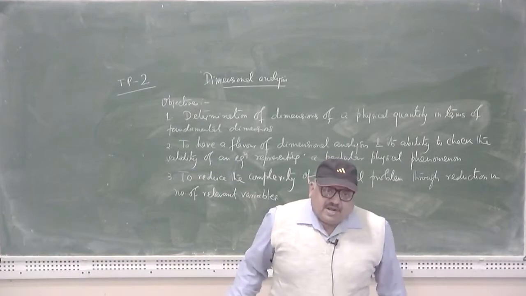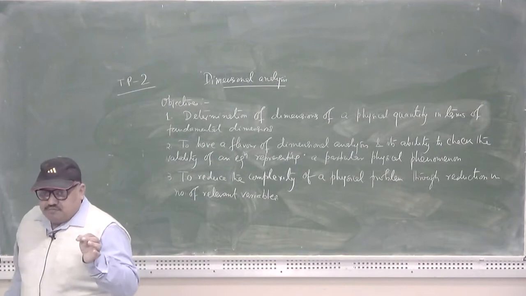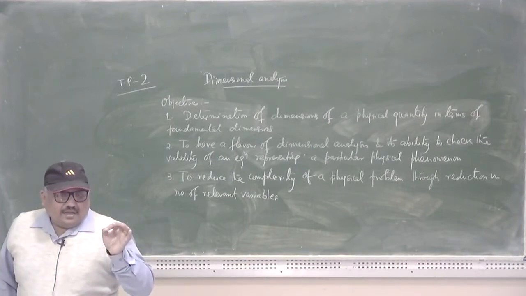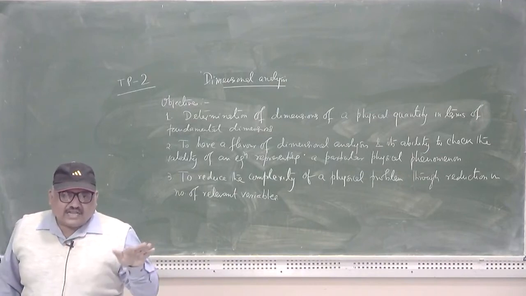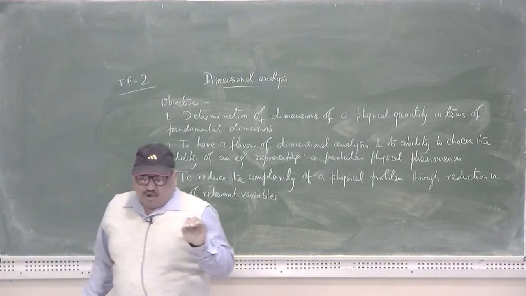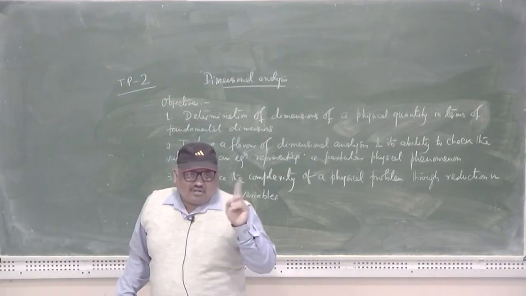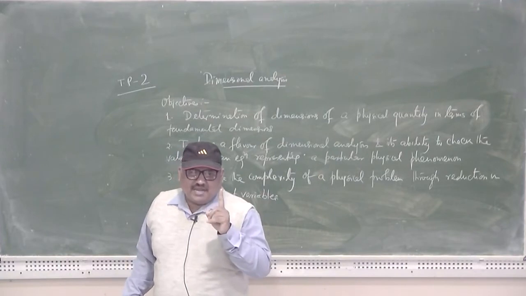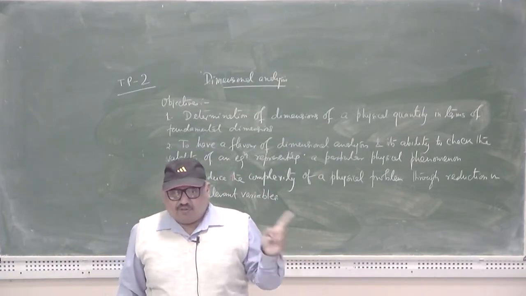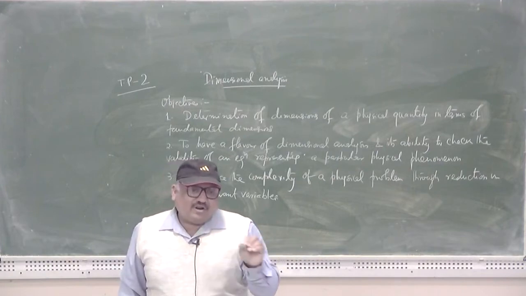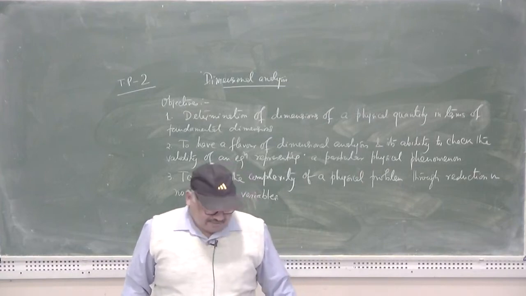So, if the number of relevant variables reduces, it means your time will be saved through a larger margin. That means you will not require the study of all the variables, rather you will study only one variable and see its effect on the physical phenomenon, and you can easily model the physical phenomenon. So, these are some objectives of the dimensional analysis.